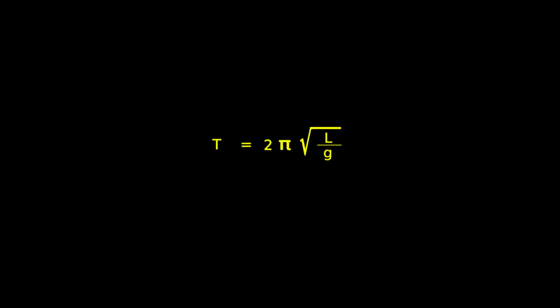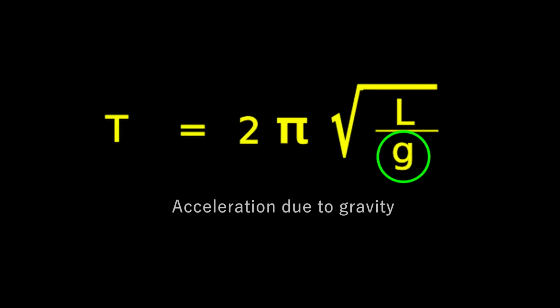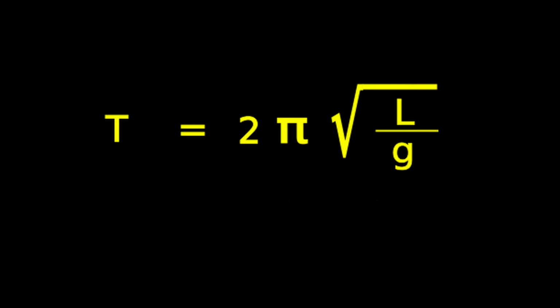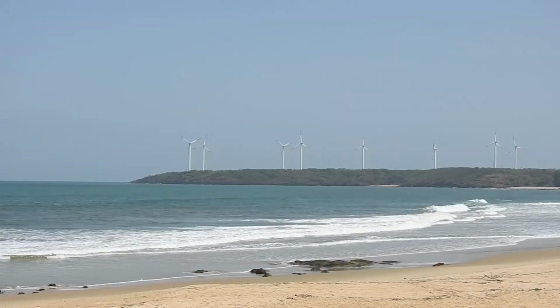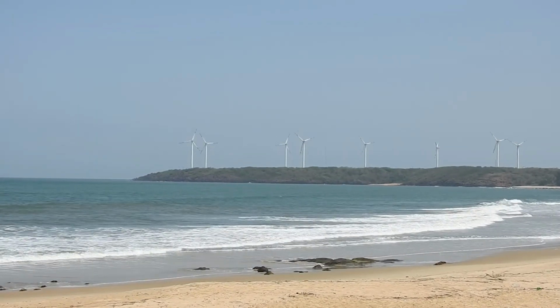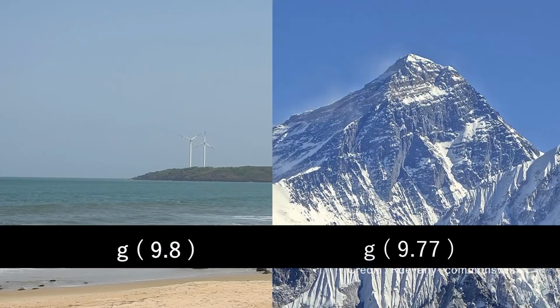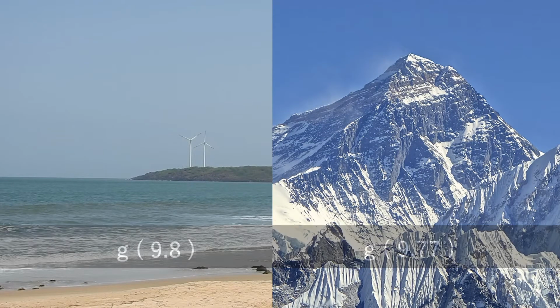Another important variable in the formula is g, acceleration due to gravity. We normally take the value of g as 9.8 meter per second squared, but this is an average. If you perform the same experiment at sea level and at Mount Everest, you will get different readings. We cannot change the value of g locally, but there is one way out.